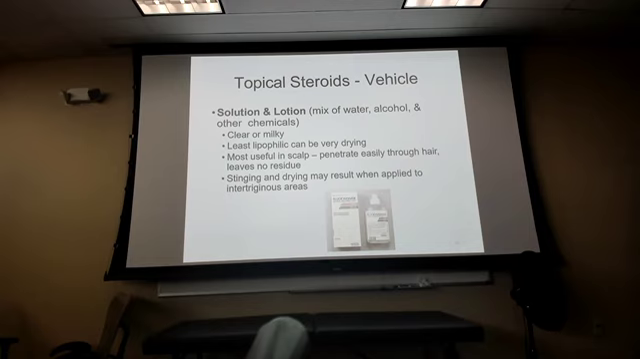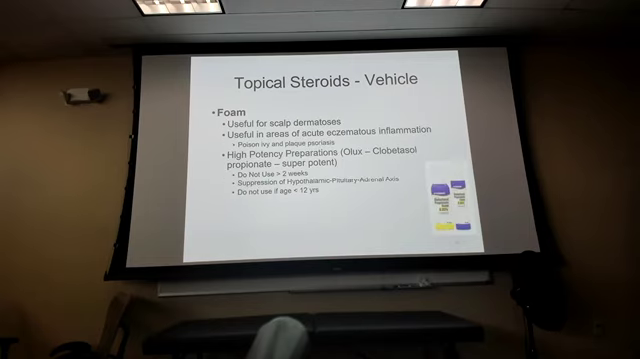So that's it. Last vehicle, foam. One of the smallest lines at the very bottom. What did I say earlier? Foam, we're not going to be using that if they're less than 12 years old. Foam is useful for scalp dermatoses, useful in areas of acute eczematous inflammation, so poison ivy, plaque psoriasis, high potency preparations. That's the reason why we don't use it in children.